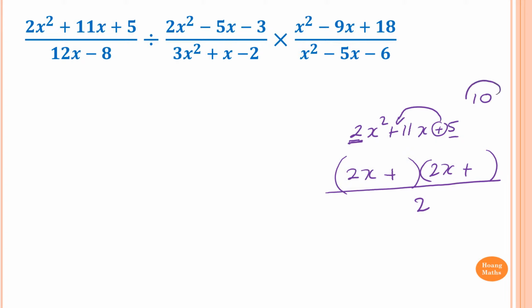Now, what times what gives me 10 and adds to give me 11? Which means 1 and 10. Because they both are positive, it doesn't matter where you put it. So I just put 10 and 1 here. The common factor for 2 and 10, I take the 2 out, so that gives me 5. And these 2 cancel out. So which gives me x plus 5 and then 2x plus 1.